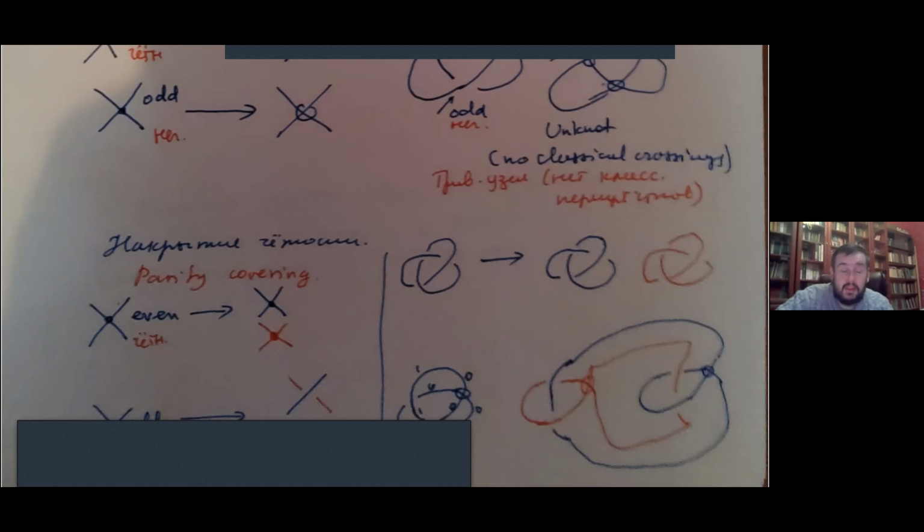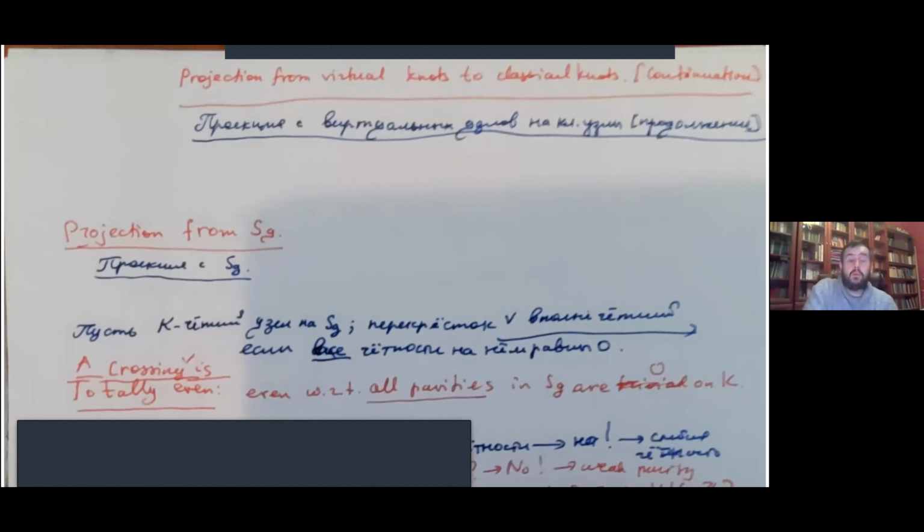Well, in fact, there are such coverings for many other things, for example, for chord diagram algebra, и такие вот накрытия существуют во многих других ситуациях. Например, для алгебры хордовых диаграмм есть алгебра с нечетными хордами, и, в общем, там есть много чего интересного. So there are many interesting things. And now I want to go on with the projection from virtual knots to classical knots.